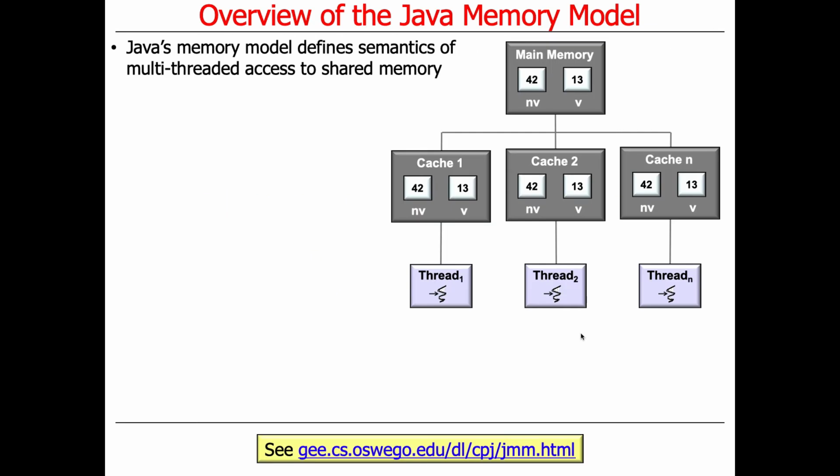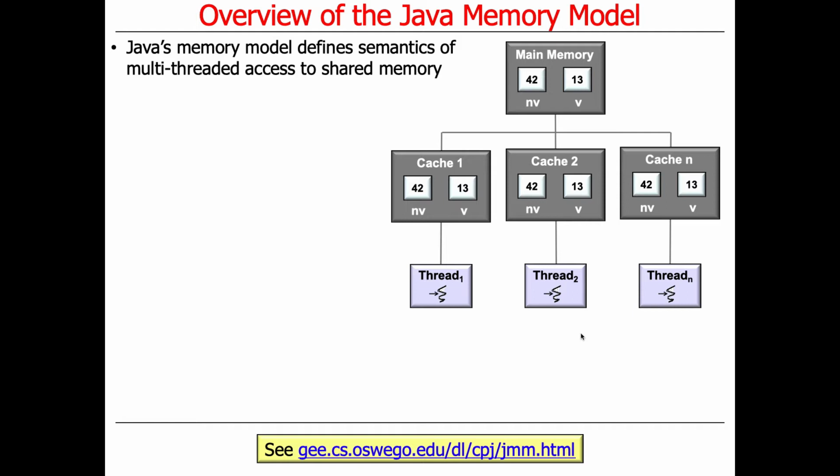So what is the Java memory model? The Java memory model is something you can actually read about here. This is a summary of it. I think it probably provides a link to more information. It's defined in the Java language specification. And it basically carefully specifies the semantics of what's supposed to happen when multiple threads share fields in shared memory.